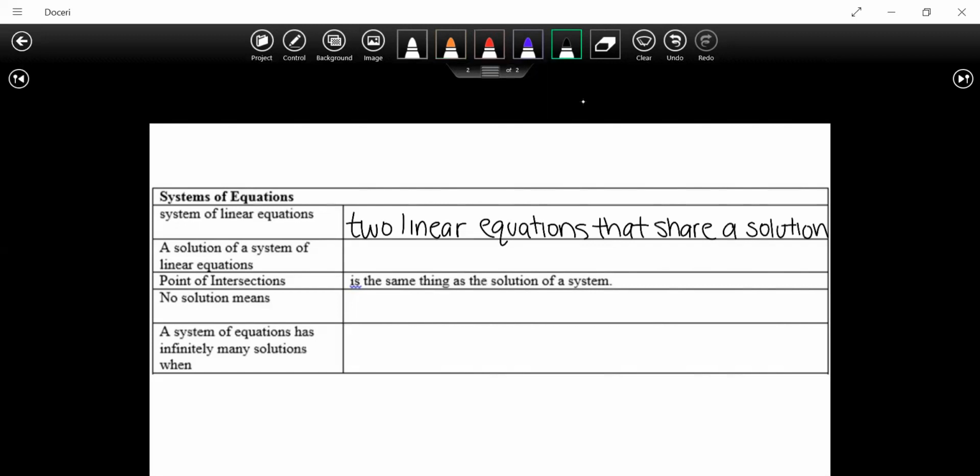A solution of a linear system is a point where they both intersect. Is a point in which they both intersect. Point of intersection is the same thing as a solution to the system. We kind of talked about that. We did this in the last couple of problems. Our last one was 3, 2, so we know we have that.